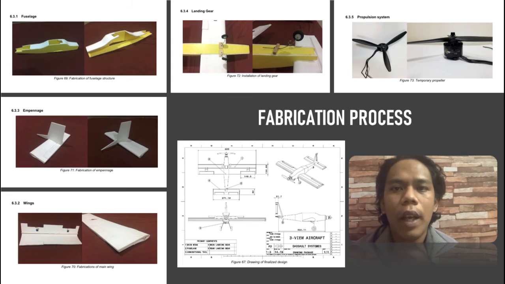So move on to the next part. We will be talking about the fabrication process. As you can see in this slide, we fabricate the wing, the empennage, as well as the tail, which is the fin, and also the elevator, and also we fabricate the fuselage. And then after that we install servos so that we can create control surfaces for our design aircraft.